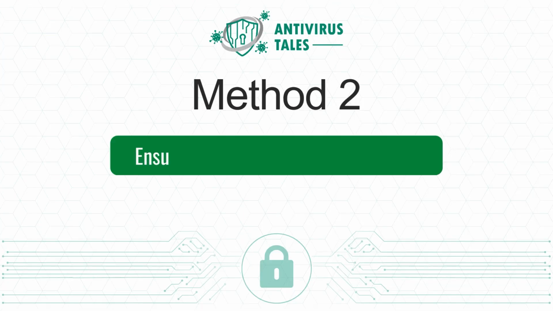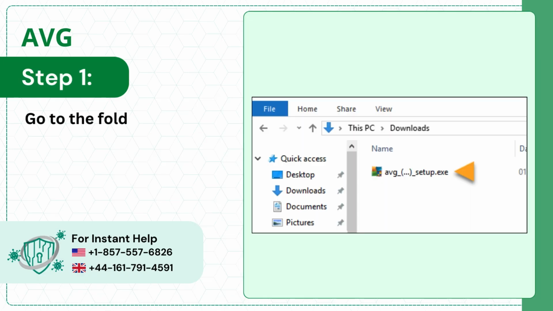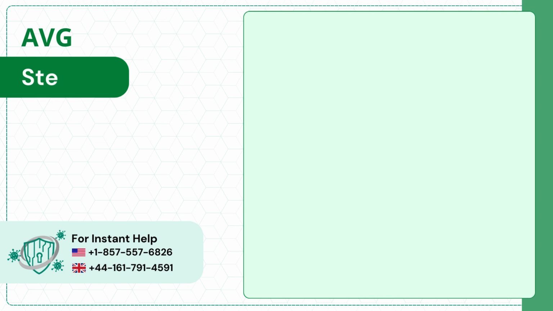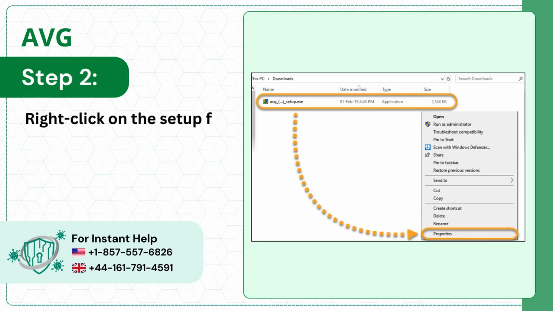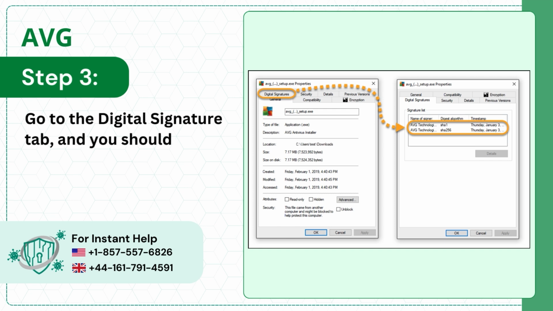Method 2, ensure that setup file is uncorrupted. Step 1, go to the folder where you've saved the AVG setup file. Step 2, right-click on the setup file and select Properties. Step 3, go to the Digital Signature tab and you should see either 1 or 2 signatures from AVG Technologies.